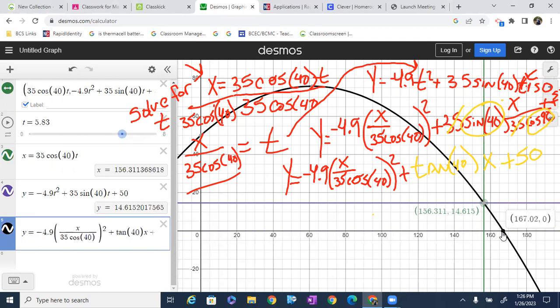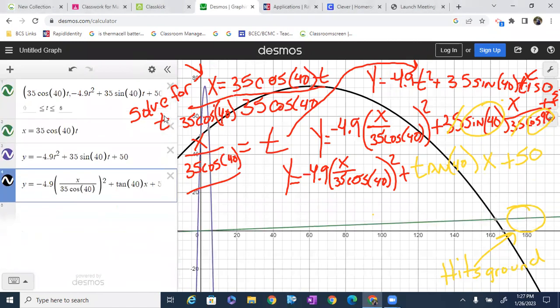And the question is, when does he hit it? So this is where he hits. So he hits the ground at 167. And when is that? Okay, well, there's another way we can find when. What I'm going to do is come up here and turn off the slider. Check this out.